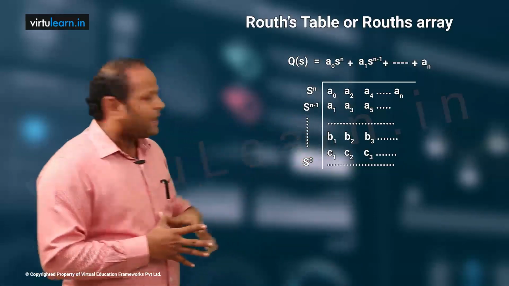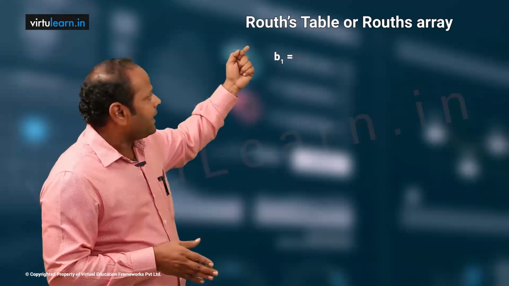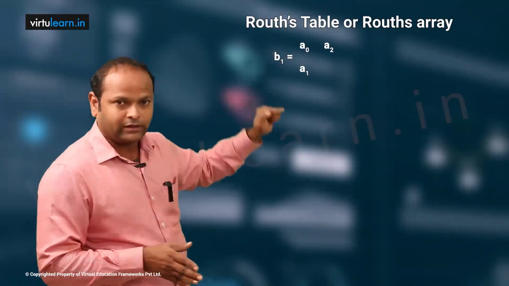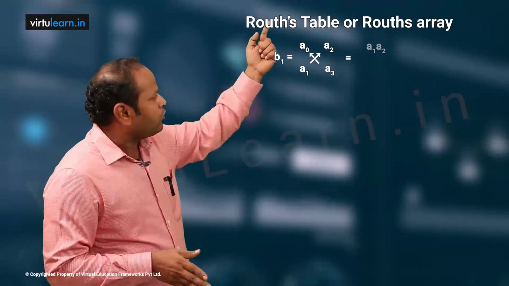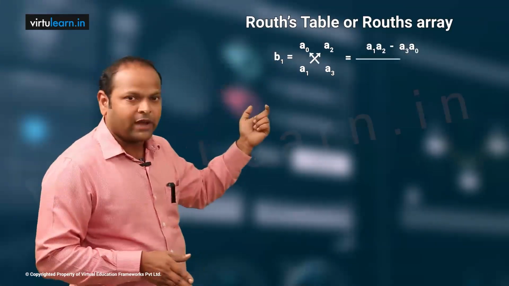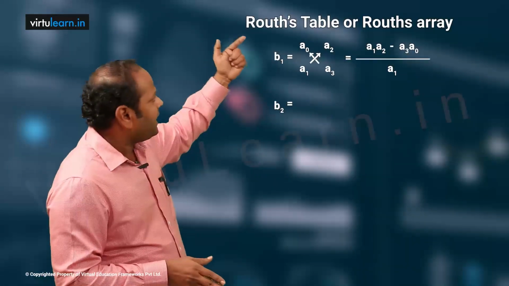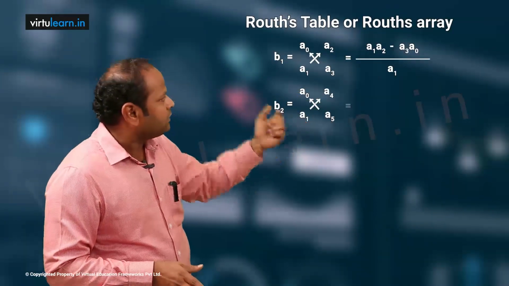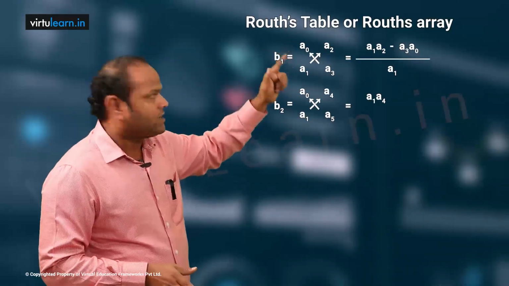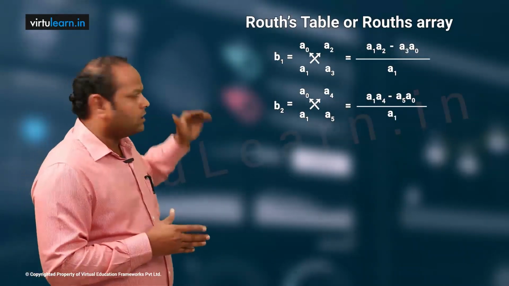Okay. So what I can say now, to calculate B1, I am taking the elements A0, A1, A2, A3. Then the calculation of B1 is A1, A2 minus A3, A0 divided by A1. And for the calculation of B2, I am taking the elements A0, A1 and A4, A5. Therefore, B2 is equal to A1, A4 minus A5, A0 divided by A1. So this is the calculation of the third row.